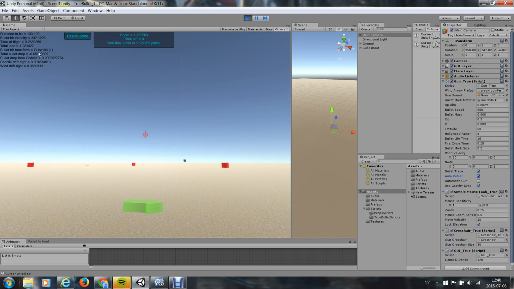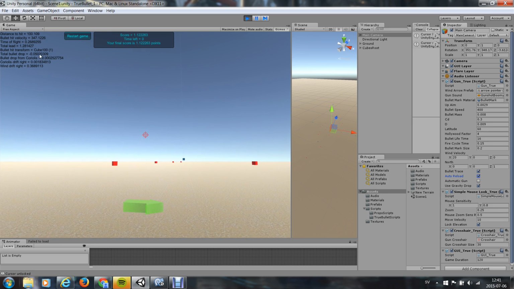Bullet hit the transform cube 100. Total bullet drop was 5 centimeters. This gun is now set to be at zero bullet drop at 89 meters. The bullet drop is calculated from the aiming line. So since I have set the sights with a slight up aim, it will go up above the sighting line a few centimeters and then drop below again after 89 meters.